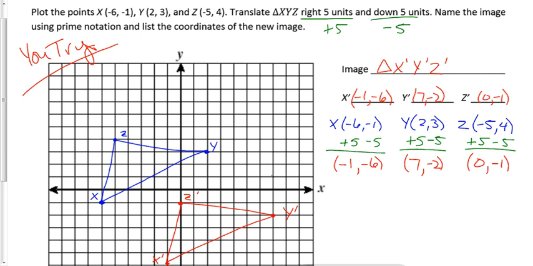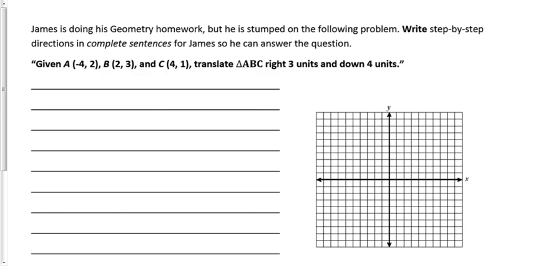Here are my solutions. So pause the video here so that you can check your answers and make any changes. So now we're moving on to this one. James is doing his homework and he's stumped. So write step-by-step directions. Given A, B, and C, translate A, B, C, right 3 units and down 4 units.